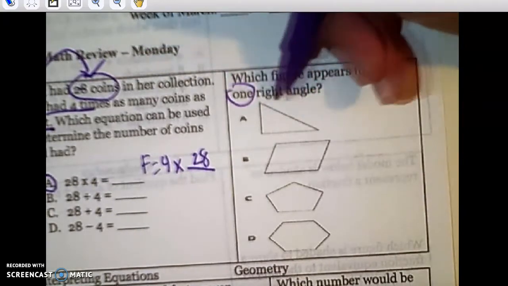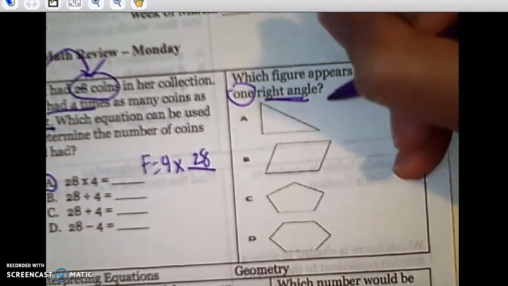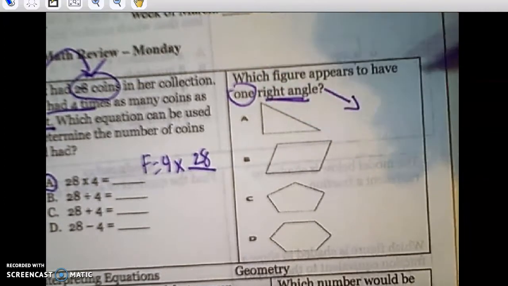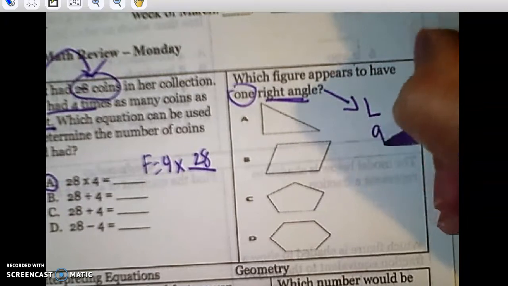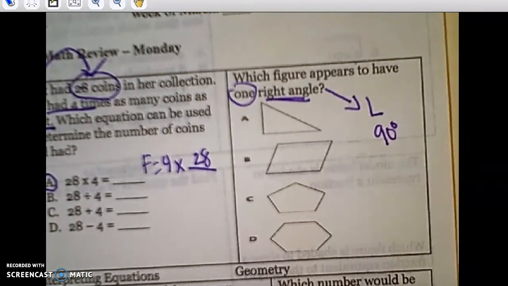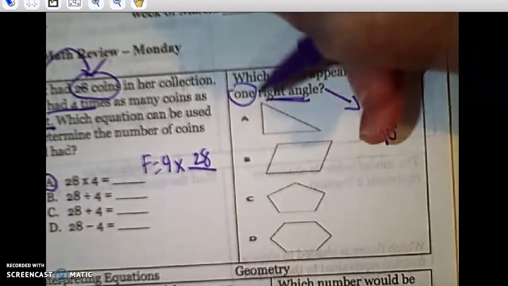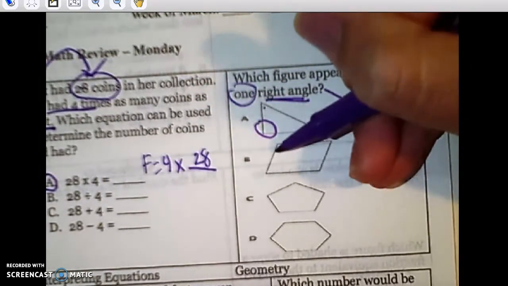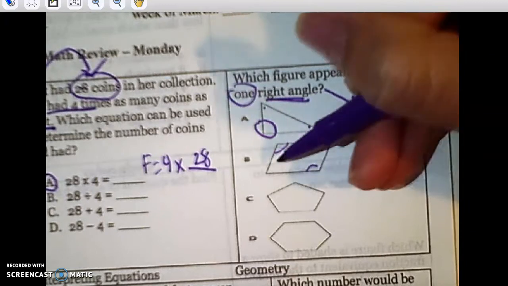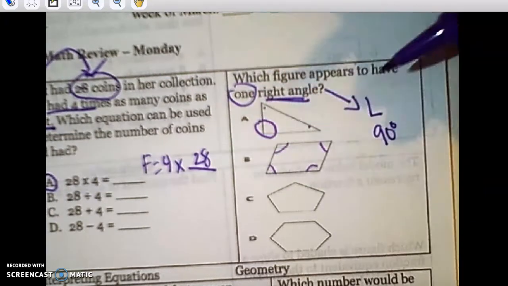Which figure appears to have 1 right angle? Okay, so I'm going to think about what do I know about right angles. I know that they look like perfect L's, and I know that they measure 90 degrees. So let's look through the choices. We have A. So I see acute angle. Oh, here's a right angle. Okay. B, these seem obtuse and acute, so no right angles there.